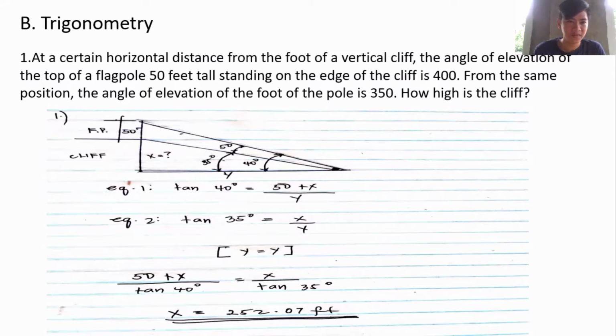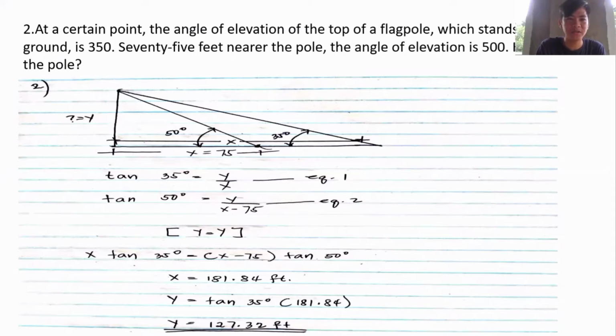Look at the figure, given the elevation of the cliff and the flagpole. Equation number 1: tangent 40 degrees equals 50 plus x over y. Equation number 2: tangent 35 degrees equals x over y. y is equal to y, so 50 plus x over tangent 40 degrees equals x over tangent 35 degrees. x is equal to 252.07 feet.